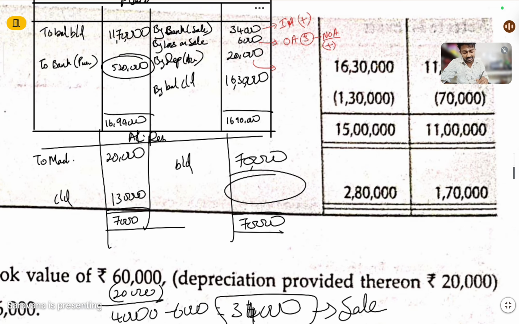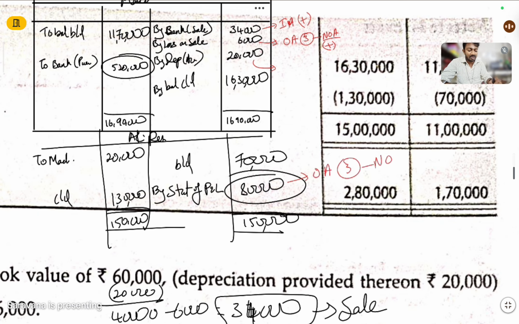This is 1,30,000. I thought it was 13. How much is that? 1 lakh 50,000. In 1 lakh 50, 70 is gone, so 80,000. This 80,000 is by depreciation in the statement of profit and loss. This should be added in operating activity, under the third item, non-cash or non-operating activity, where we need to add it. Clear?